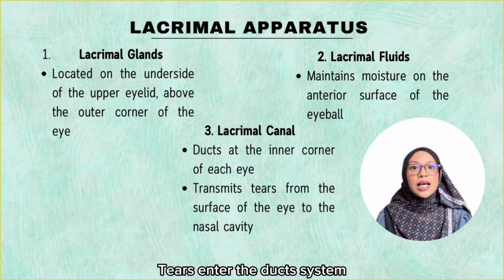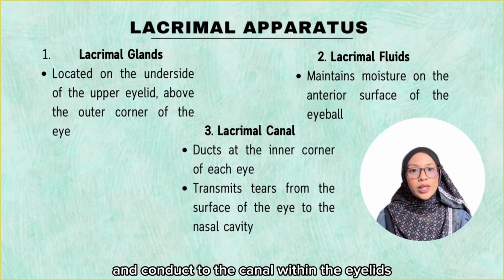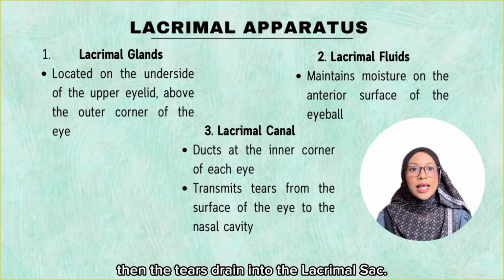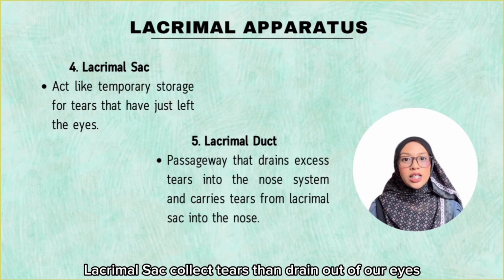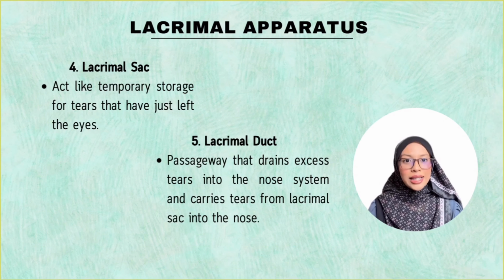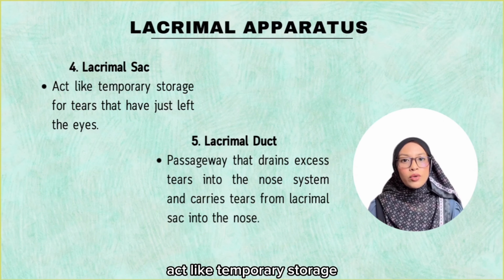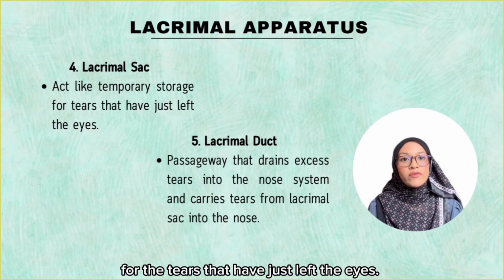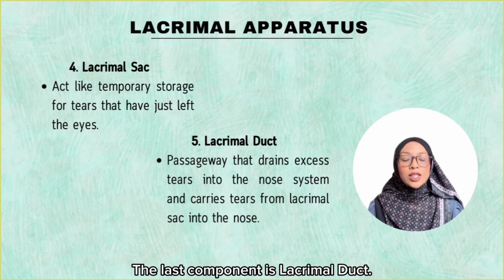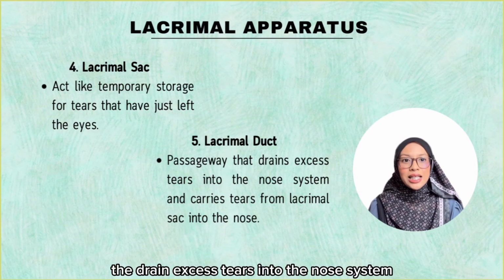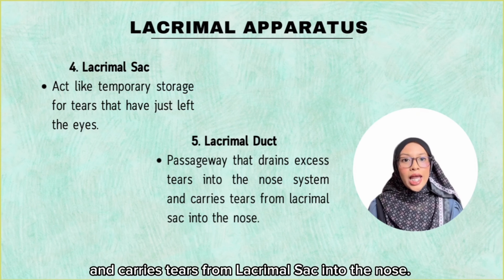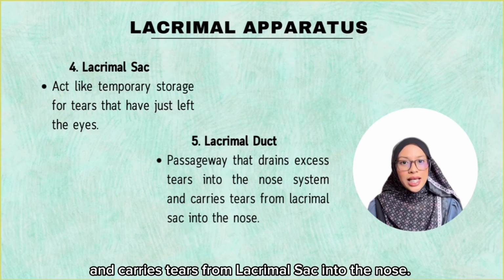Tears enter the duct system and conduct through the canal within the eyelids. Then the tears drain into the lacrimal sac. Next, the lacrimal sac. The lacrimal sac collects tears that drain out of our eyes, acting like temporary storage for the tears that have just left the eyes. The last component is the lacrimal duct. The lacrimal duct is a passageway that drains excess tears into the nose system and carries tears from the lacrimal sacs into the nose.